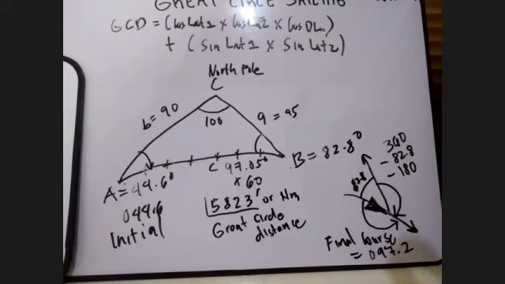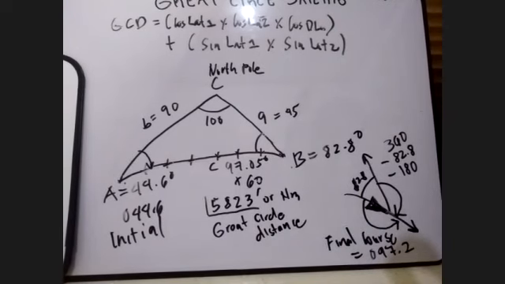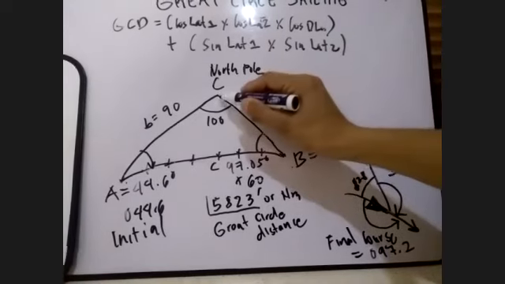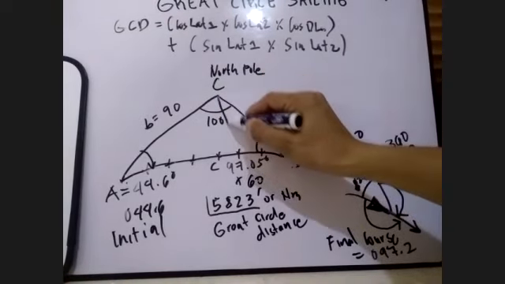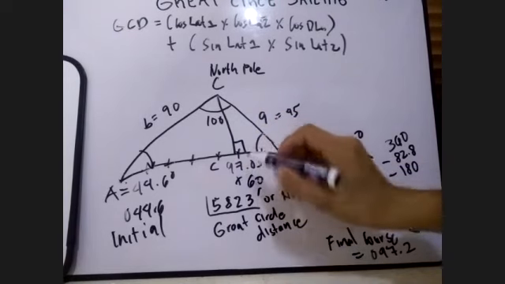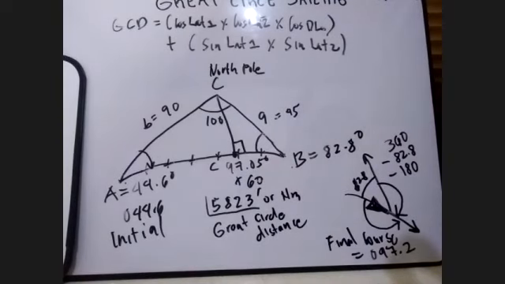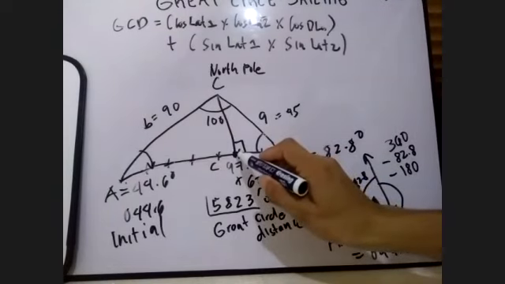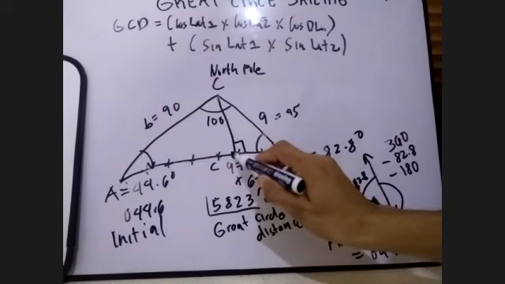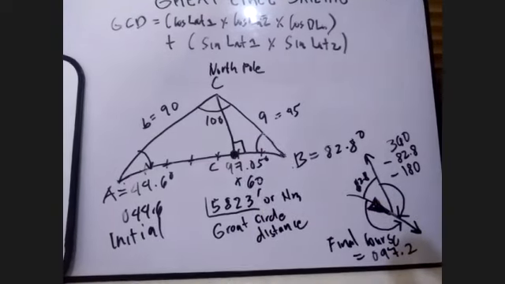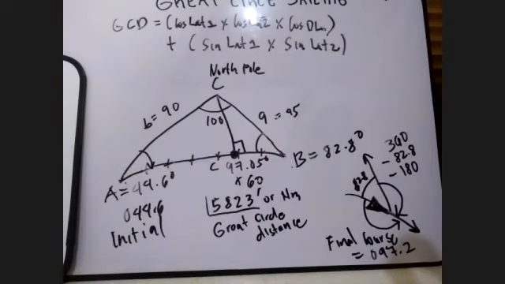So now, the next procedure is we have to identify the latitude of vertex. The vertex is the point where you have a 90-degree angle on the meridian, and the latitude is the highest latitude part of the great circle track.